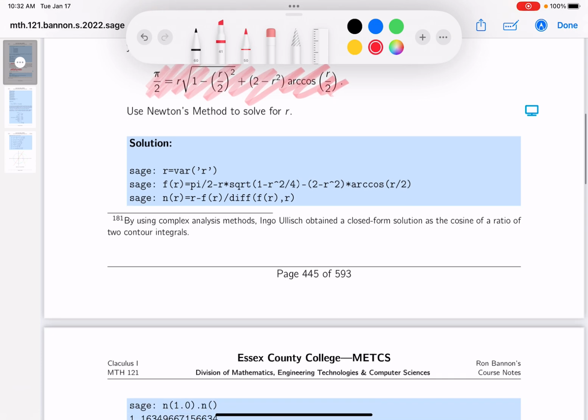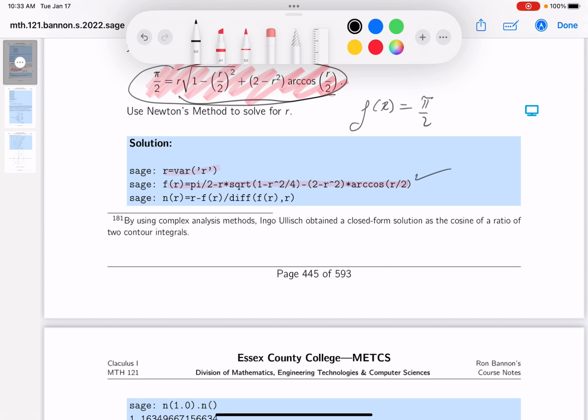All right, first thing to do, I'm using Sage, by the way: define the variable, define the function. What did I do? I basically took this problem over here, and I solved it for 0, and then I simply said f of r. And when you solve that for 0, you get pi over 2 minus these things over here. And that's all I did over here. I basically just typed it in.